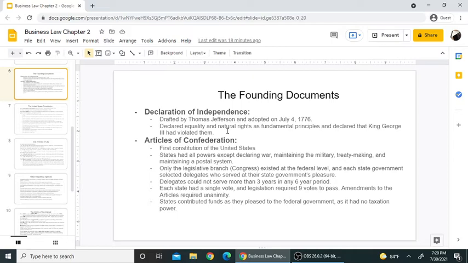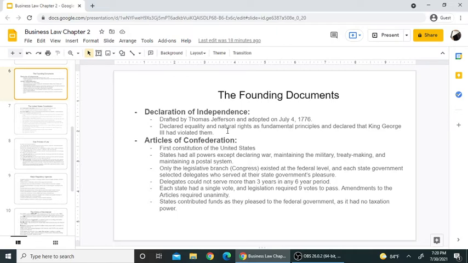Instead of each of those delegates voting on their own, they would huddle and discuss the matter amongst themselves. They would take a vote within their state delegation, and then whichever side had the majority, one of those delegates would go up and cast a vote for the state. So it wasn't super democratic.